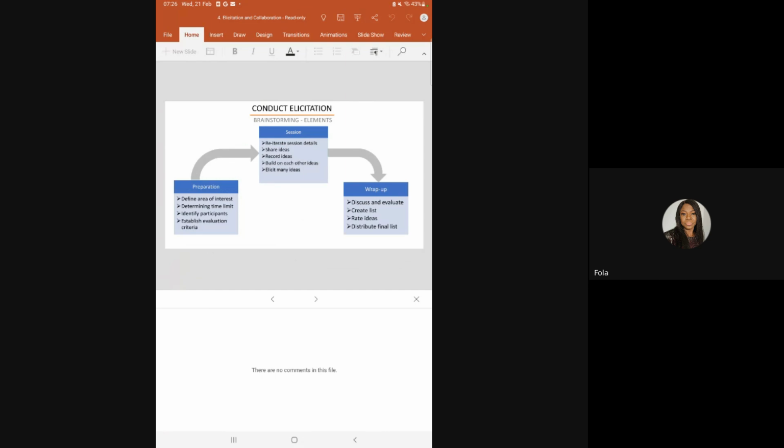So what are the different elements in brainstorming? Again, preparation. You will have the session and come up with a write-up. Basically, in preparation you need to look at what you want to discuss, what the area of interest is, and you should put a time limit also. Identify participants and establish evaluation criteria also, because that's important.